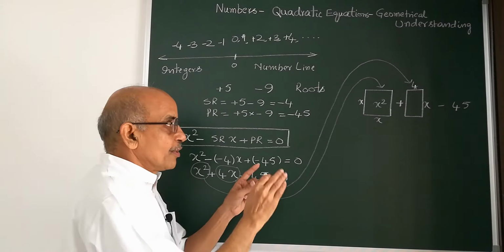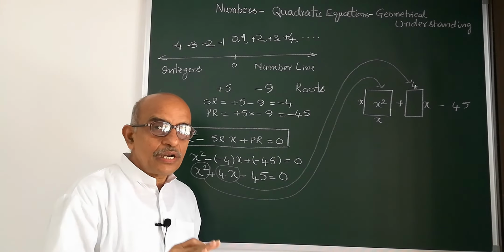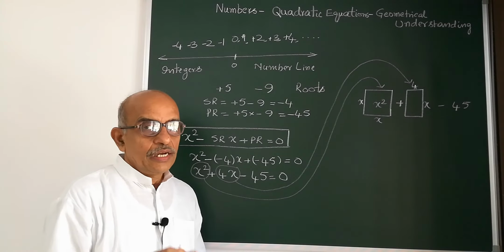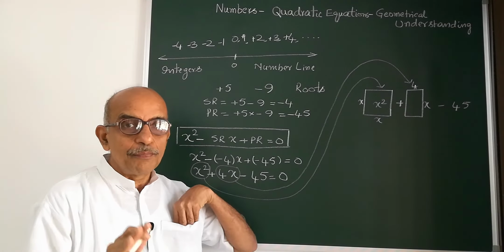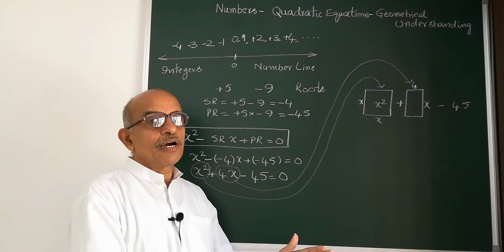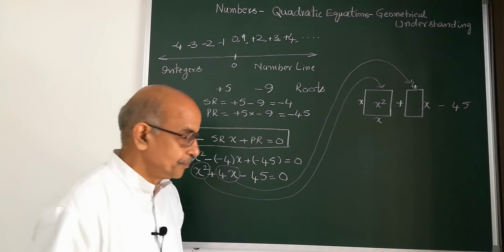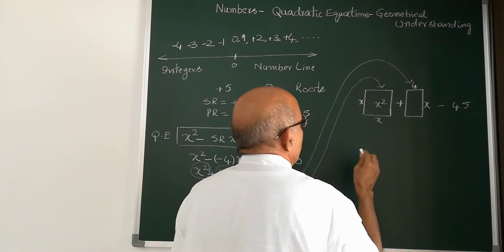Now we will solve this quadratic equation by the method of completing the square. Let us understand what we mean by completing the square. If it is an incomplete square, then only we will complete it. Let us see how this represents an incomplete square. Let us take this square x square here.